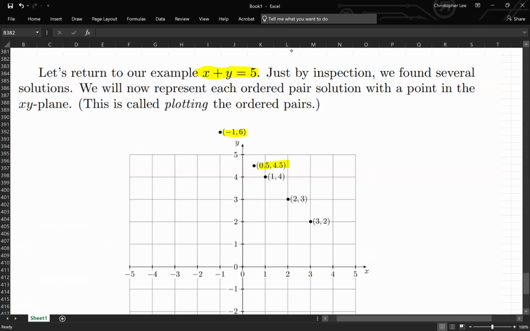Right? And all of these points, they line up in a line, right? The line is a solution for this entire equation.